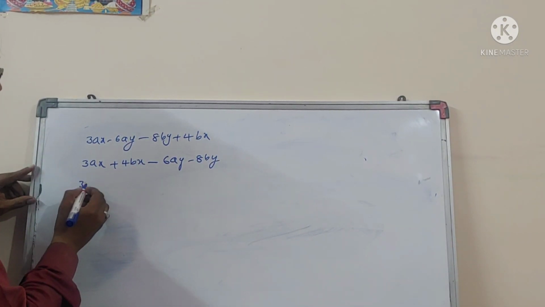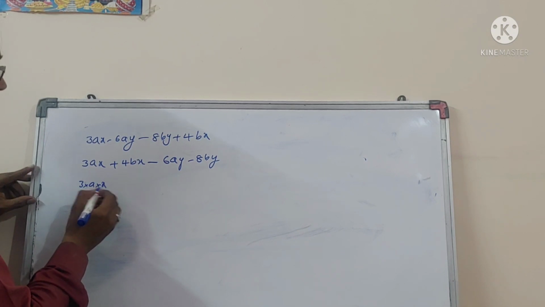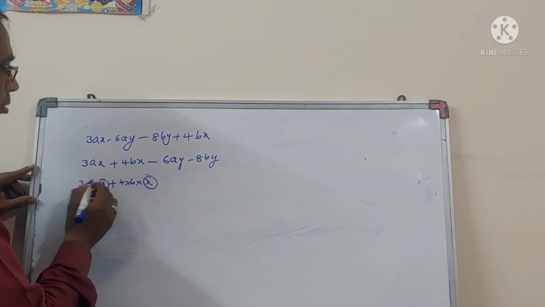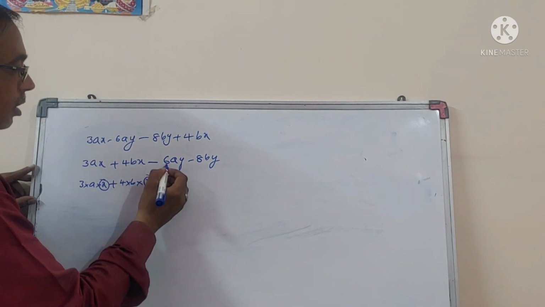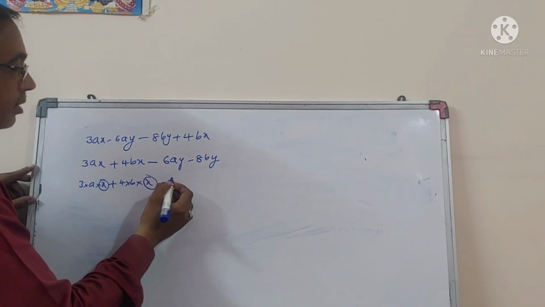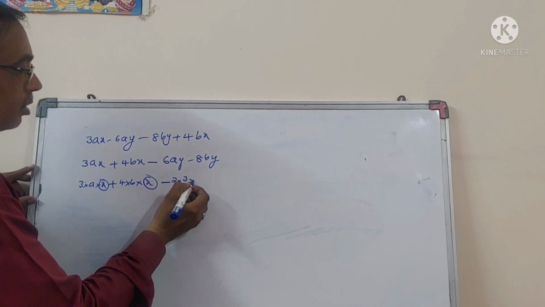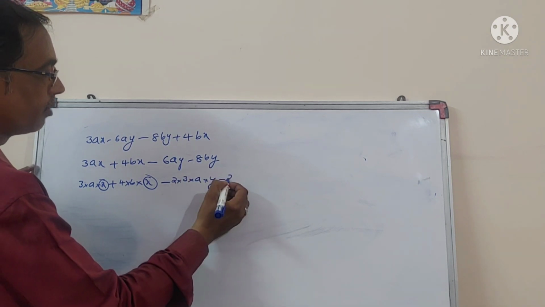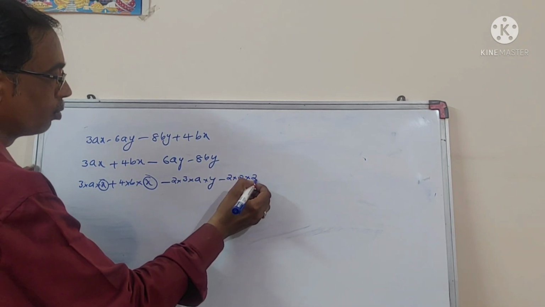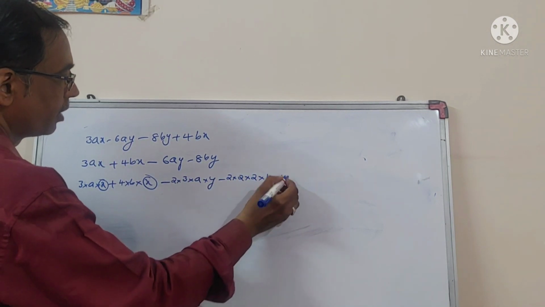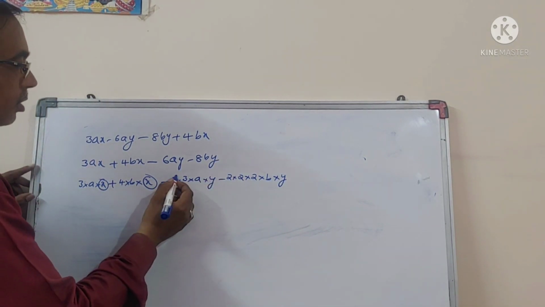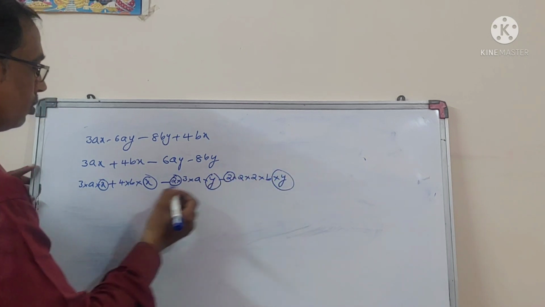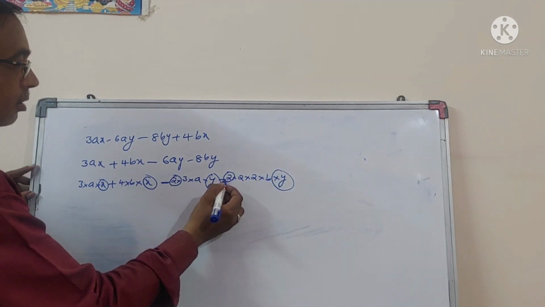In these two we can write 3 into a into x plus 4 into b into x. x is common in both of these, so we can take it outside. Now factorize here: 6 we can factorize as 2 into 3, ay is simply a into y, minus 8 can be factorized as 2 into 2 into 2, by as b into y. In both of these we can take common 2 and y, along with the minus also.